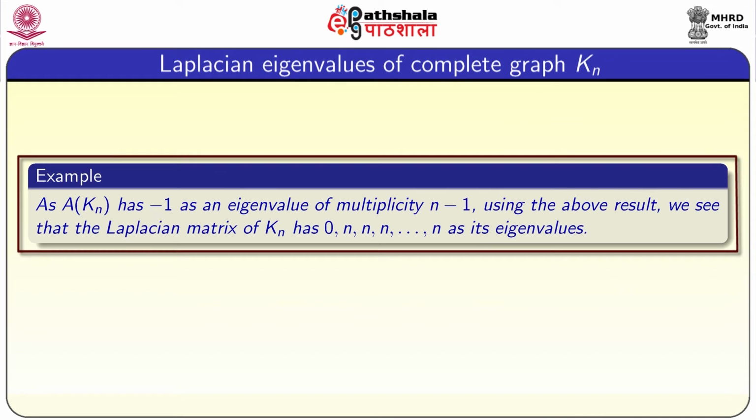Now, we are going to evaluate the Laplacian eigenvalues of the complete graph Kn. The adjacency matrix of Kn has minus 1 as an eigenvalue of multiplicity n minus 1. So, using the previous result, since Kn is an n minus 1 regular graph, the Laplacian matrix of Kn has 0, n, and so on, n as its eigenvalues. So, the Laplacian eigenvalues of Kn are 0 once and n, n minus 1 times.